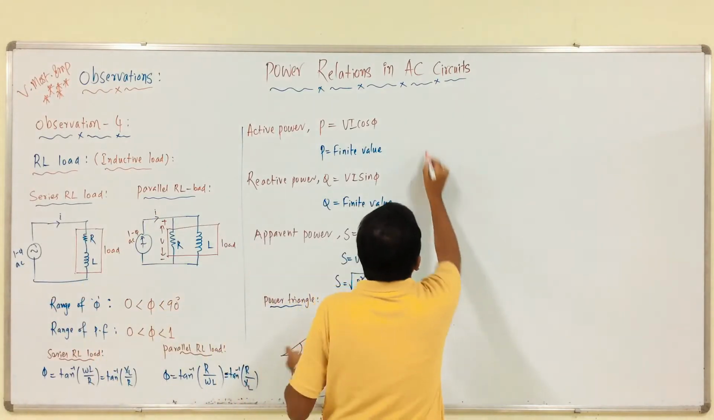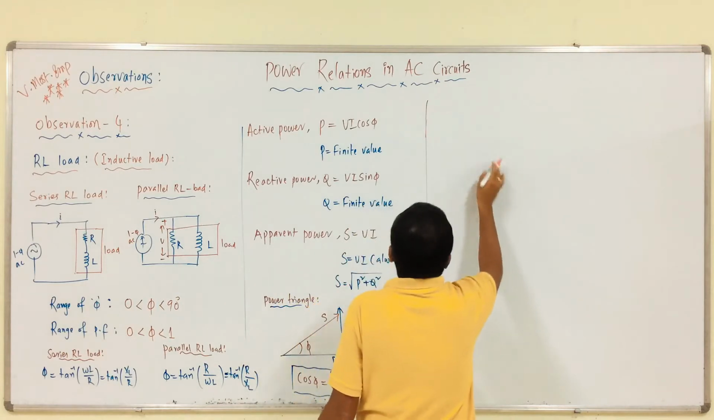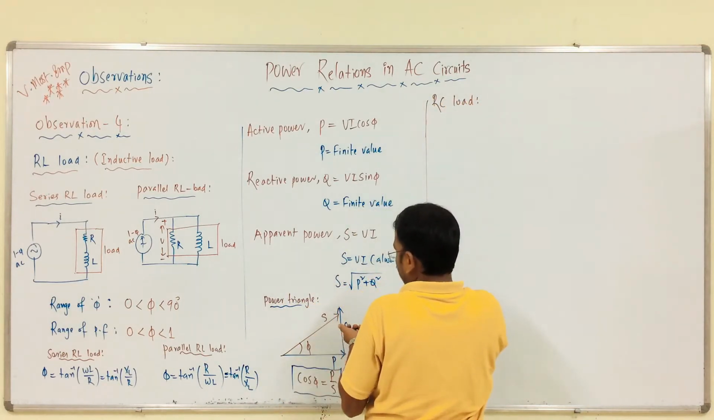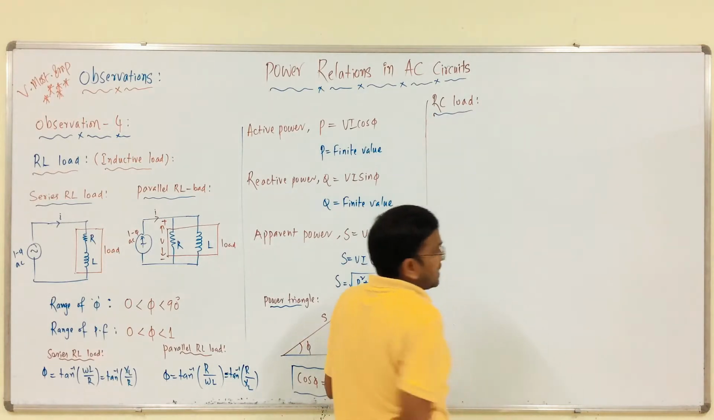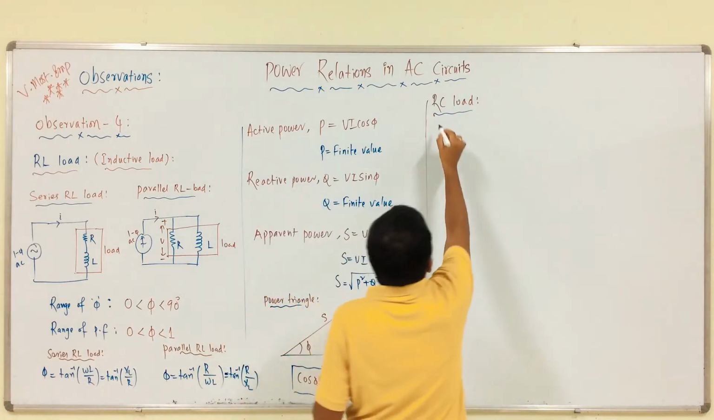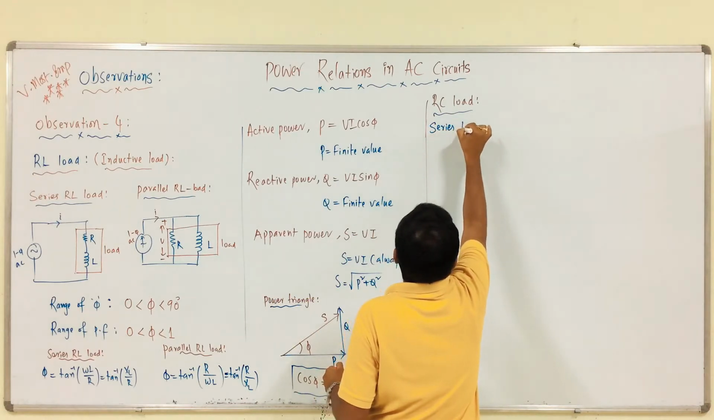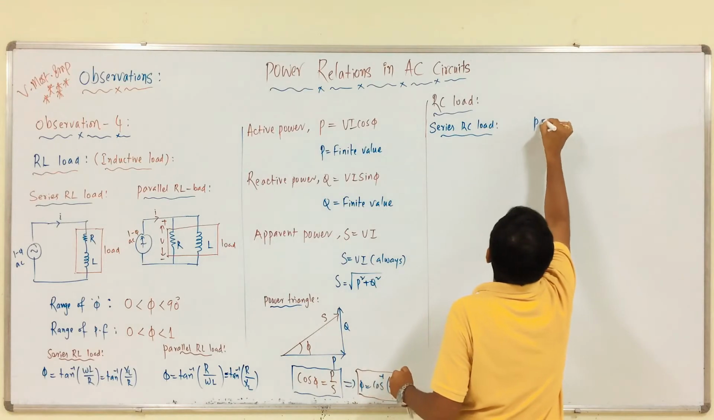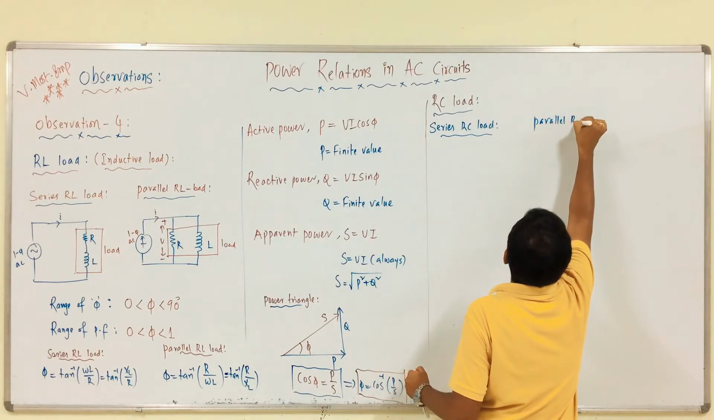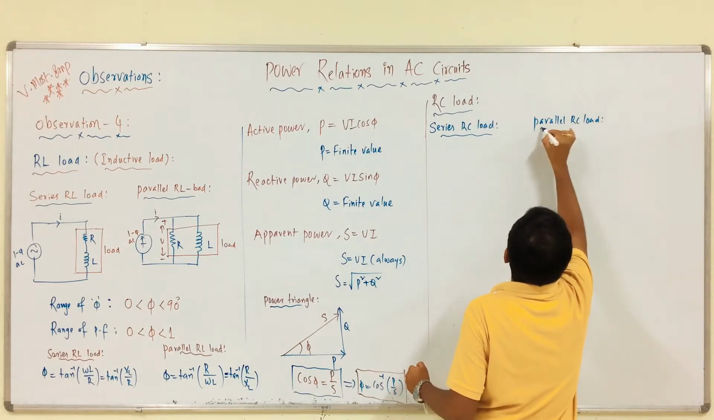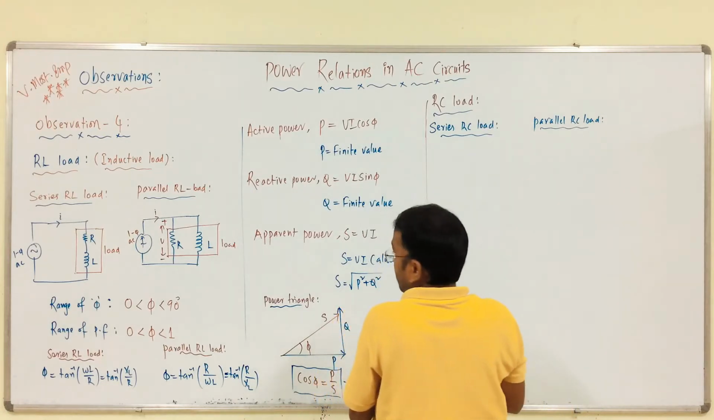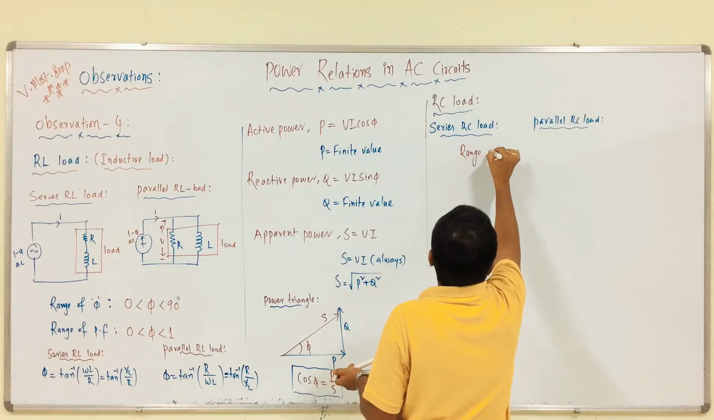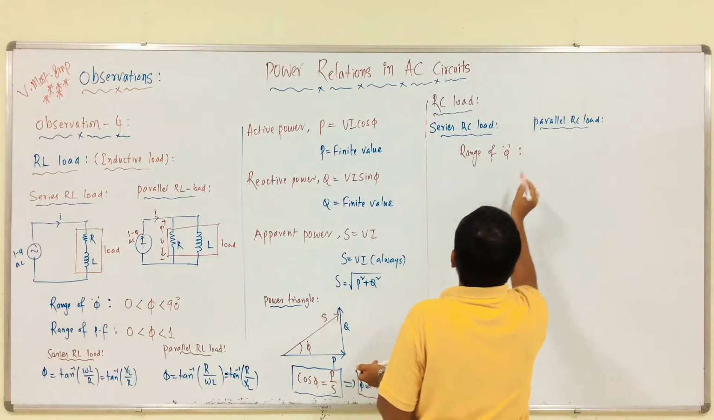Next, we have to discuss RC load. RC means series RC, parallel RC. Series RC load, like that, parallel RC load. So, in case of series RC load, what is the range of phi?